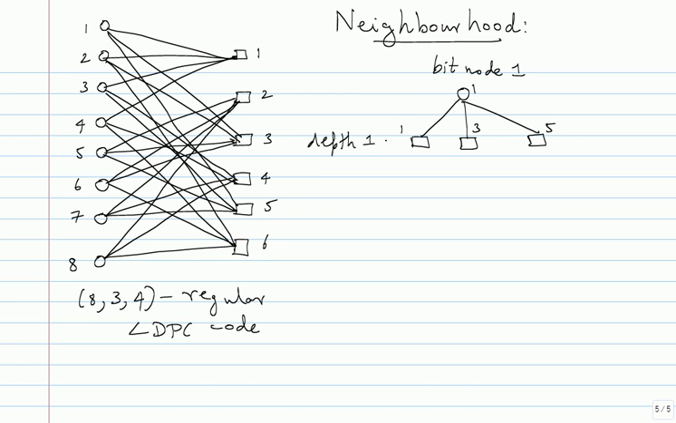What are the neighbors of check node 1? 2, 3, 4. Why am I not including 1 again? It's already there. So don't jump back to the same thing. It's only go look for other neighbors. You're not your own neighbor. So that's the philosophy here.